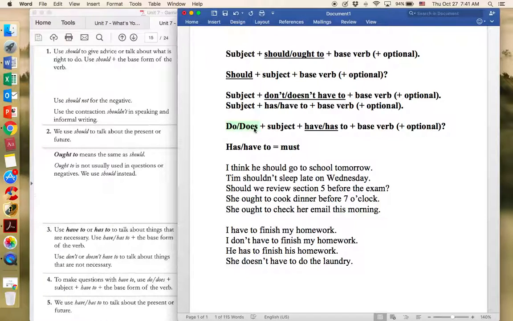Okay? When we're making a question, we're just going to follow our yes-no question rules that we've seen before. Do, does, and that's going to depend on the subject. Do, does, subject, have to, base verb, optional. So, do I have to go to school? Or again, do I have to go? Is perfectly fine. That's a complete sentence. Do I have to go to school or do I have to go?